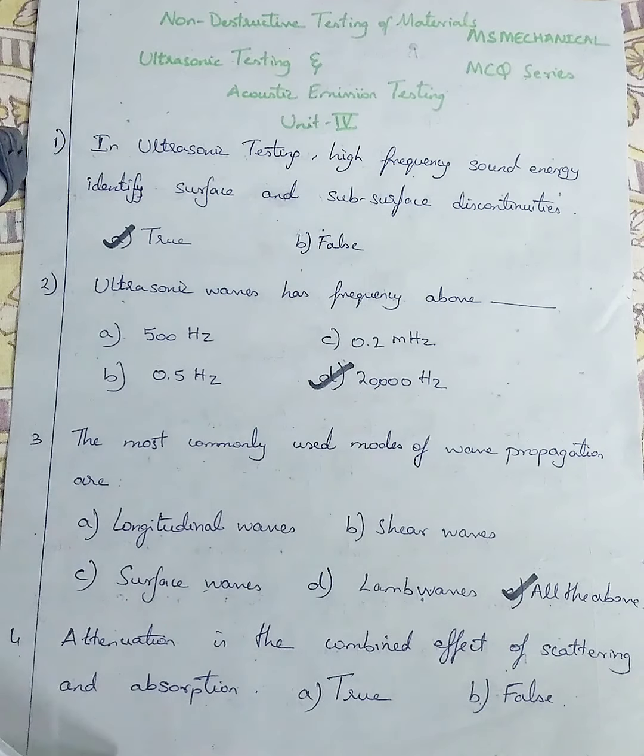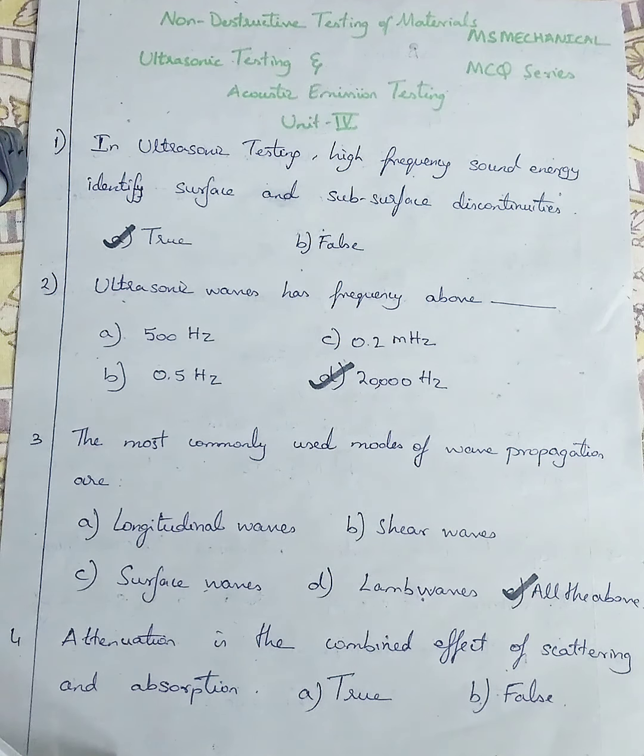One is longitudinal waves. It goes in the longitude direction. You know what is longitude? And shear waves go along the surface only. Surface waves are also along the surface. There is a slight difference between surface waves and shear waves, but in general both are the same. When shear and surface waves occur in other places, they are Lamb waves. These four are the commonly used wave propagation modes. One is longitudinal waves, second is shear waves, third is surface waves, and the fourth is Lamb waves. So I am going with option E, all the above.